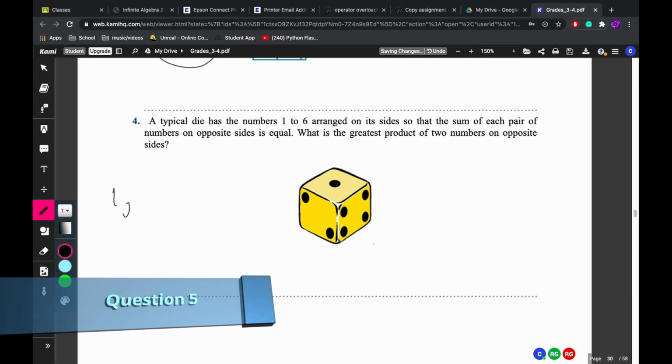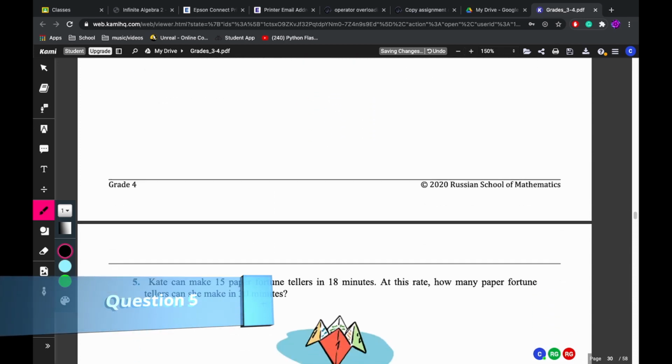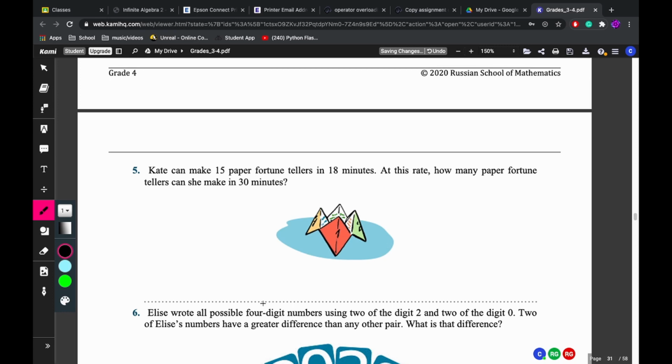Moving on to number 5. Kate can make 15 fortune tellers in 18 minutes. Let's write that down: 15 for 18. At this rate, how many paper fortune tellers can you make in 30 minutes? This is minutes, so we put 30 right here, and then a question mark. What we would do here is cross multiplication.